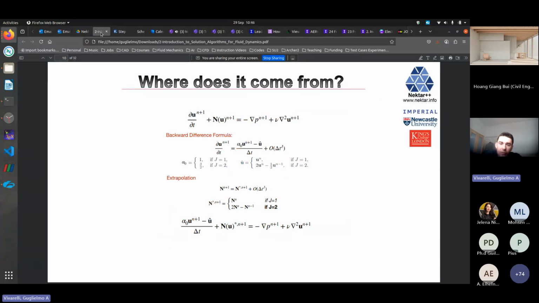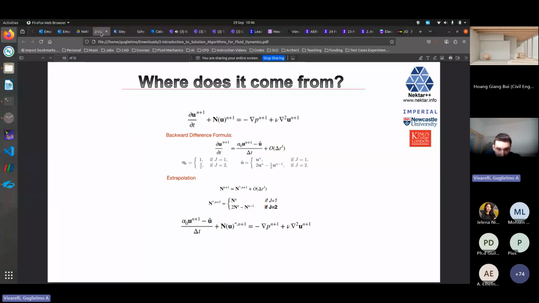So where does it all come from? Let's start with the first term. You have your unsteady velocity vector, and you want to determine the derivative at the next time step. What you do is a Taylor expansion or finite difference, if you want to be more precise, depending on your coefficient alpha naught and how many previous terms you store. Of course you don't want to store too many because then you just run out of memory. But in this case, if you want a second order discretization, you would store the current one and the previous one in order to recover second order accuracy of the derivative.